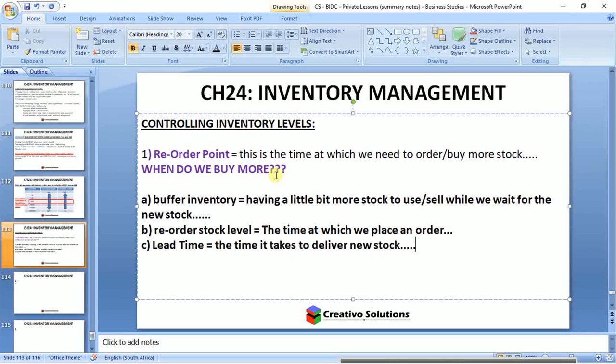It describes the holding cost, out of stock cost, and the optimal cost. So what does the holding cost do? Explain it. It increases when quantity increases. Good. So the holding cost increases when quantity increases. Perfect. What else? Then out of stock decreases. Good. So this decreases as quantity increases.